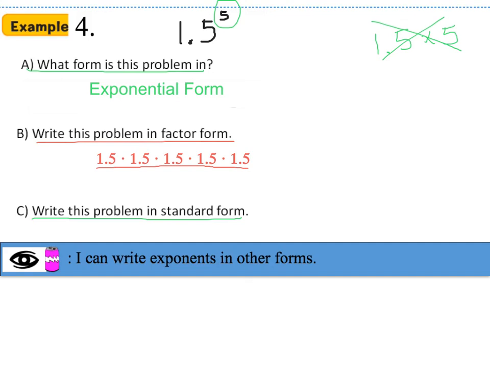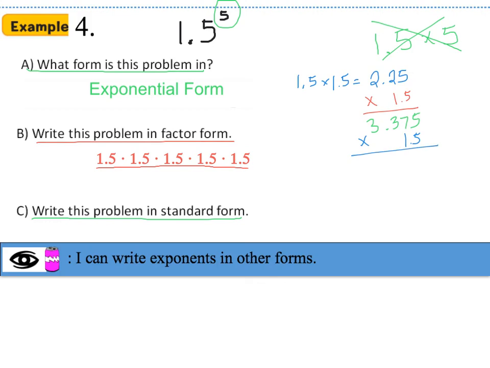So to get standard form, what I need to do is multiply 1 and 5/10 times 1 and 5/10. And when I get that answer, I get 2 and 25/100. So I have to multiply that by 1 and 5/10 again. When I do that, I get 3 and 37/1000. So notice we only multiplied 1 and 5/10 3 times. We have to multiply it again.